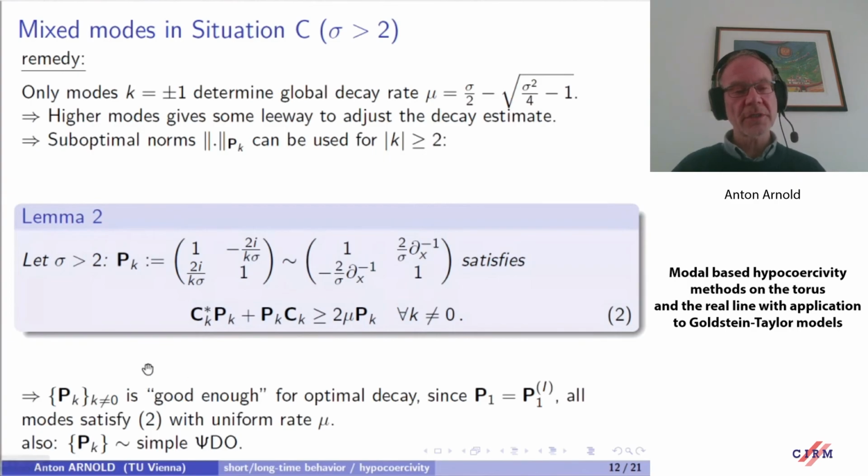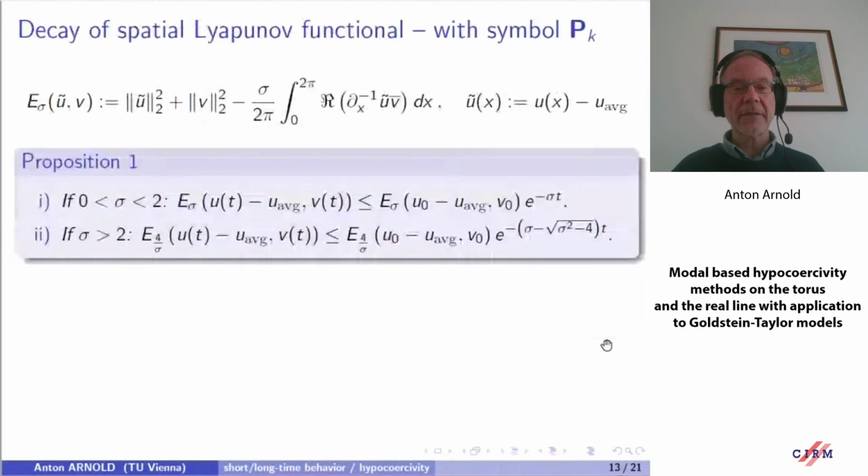So in other words, this family P_k that I've just found here is good enough for the optimal decay, in the sense that this matrix that I just cooked up is, for the lowest mode, the same one as the one that I derived for the lowest mode. This is important because this is the only mode that counts. For the other modes, it's different, but it gives you the same decay rate. And as I just mentioned, this matrix family gives rise to this simple pseudo-differential operator.